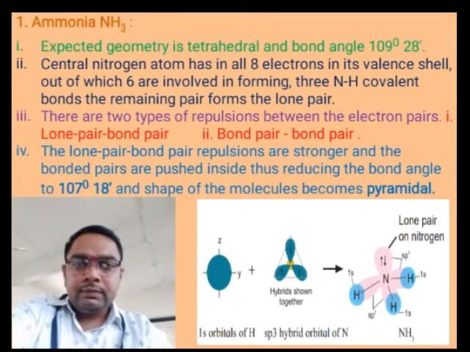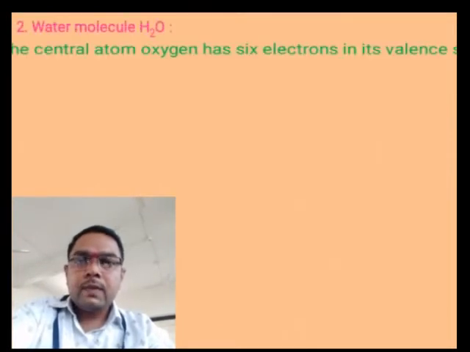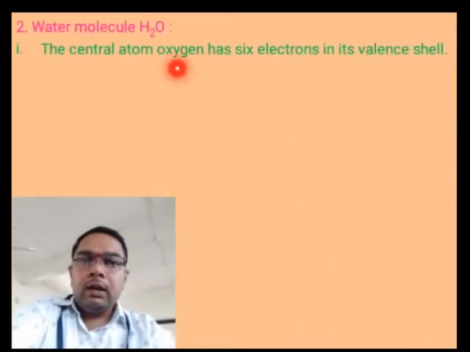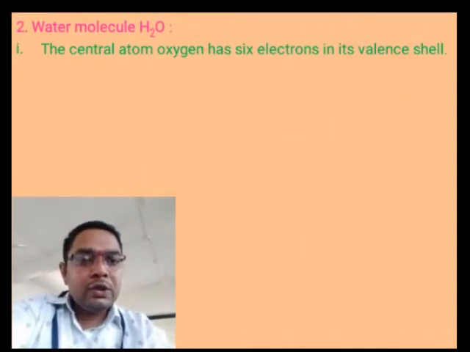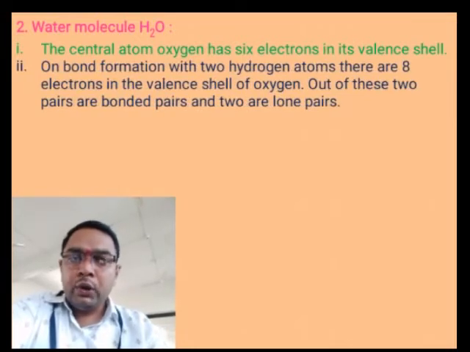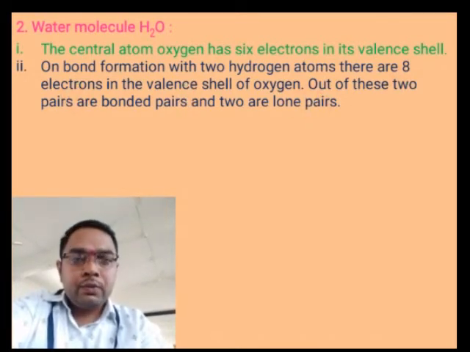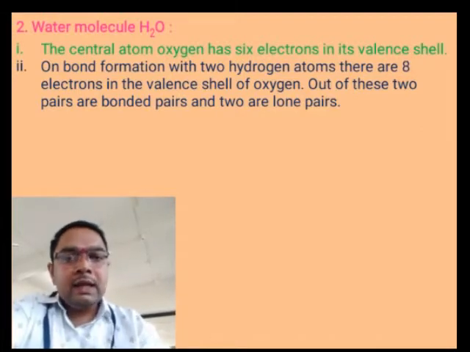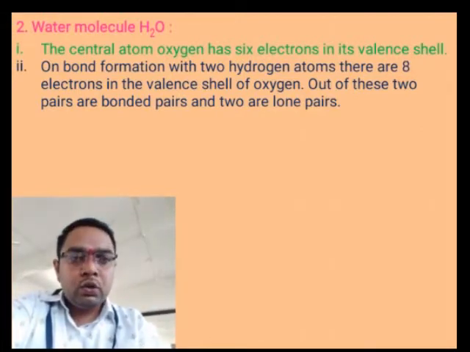Similarly, the water molecule. The central atom oxygen has 6 electrons in its valence shell. Atomic oxygen contains 6 electrons, but when it forms the water molecule, there are 8 electrons present in the valence shell of this oxygen. In the water molecule there are 8 electrons, but the valence shell contains only 6 electrons in atomic oxygen.